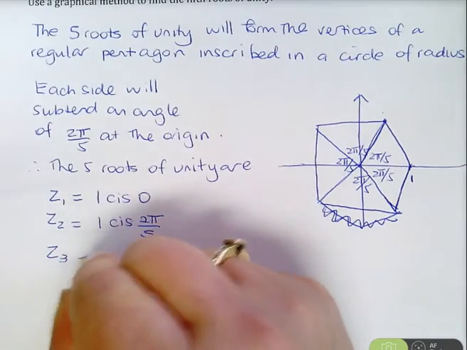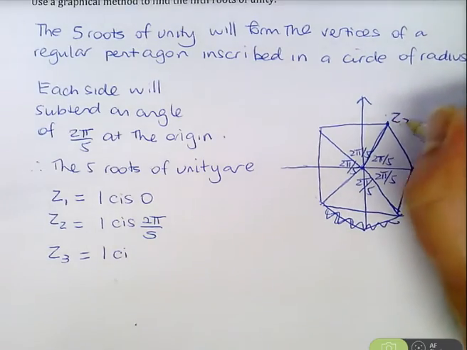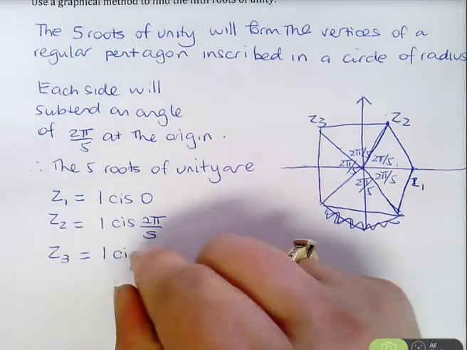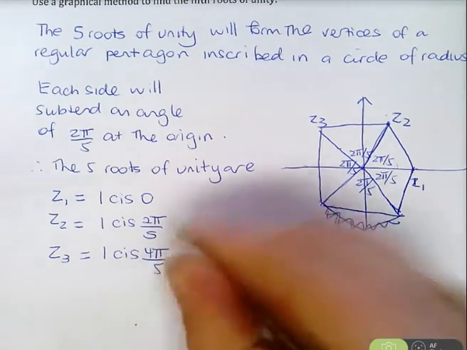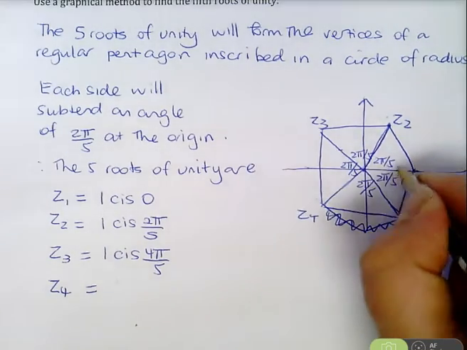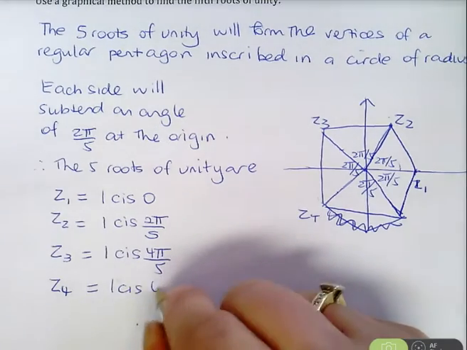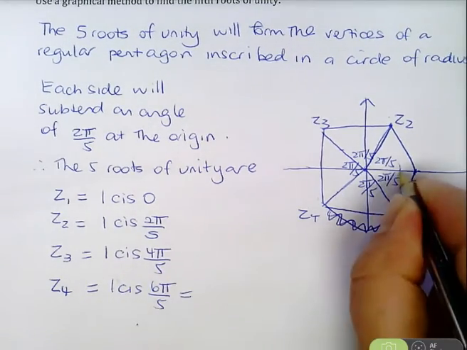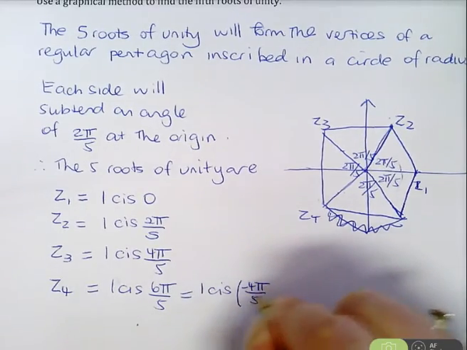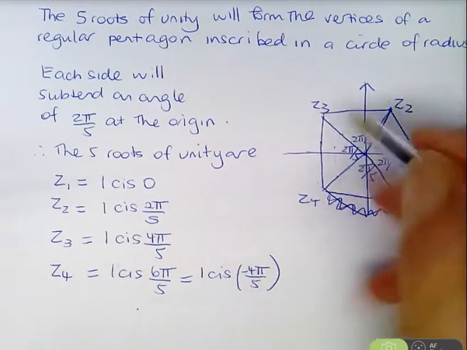So Z3 will be 1. So if this is my Z1 there, there's Z2. There's Z3, which is 2 pi on 5, and another 2 pi on 5, which is cis 4 pi on 5. Z4 is down here, will be cis 6 pi on 5, but remember we're not supposed to go over 1 pi, so we'll call it 1 cis minus 4 pi on 5, because remember principal argument is between 0 and pi, or 0 and negative pi.